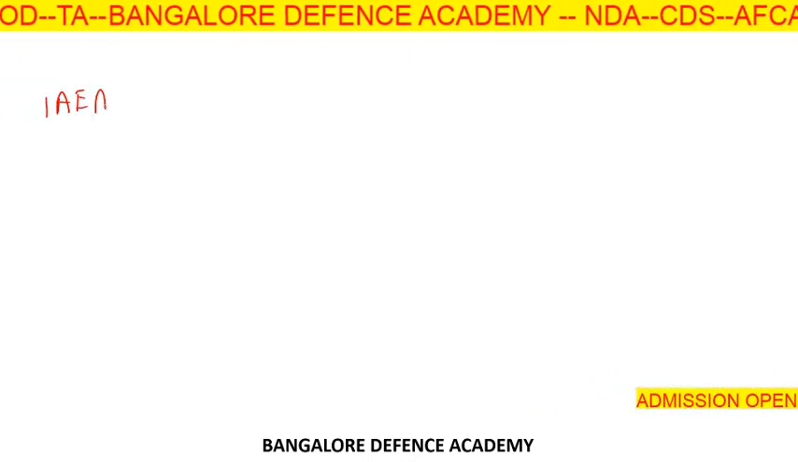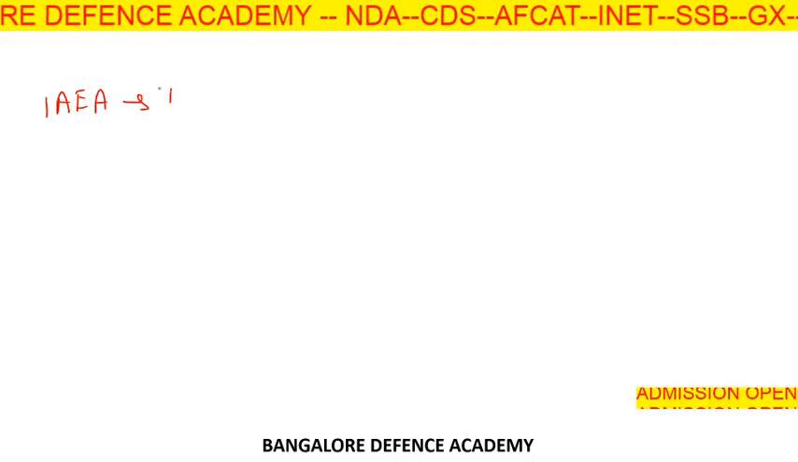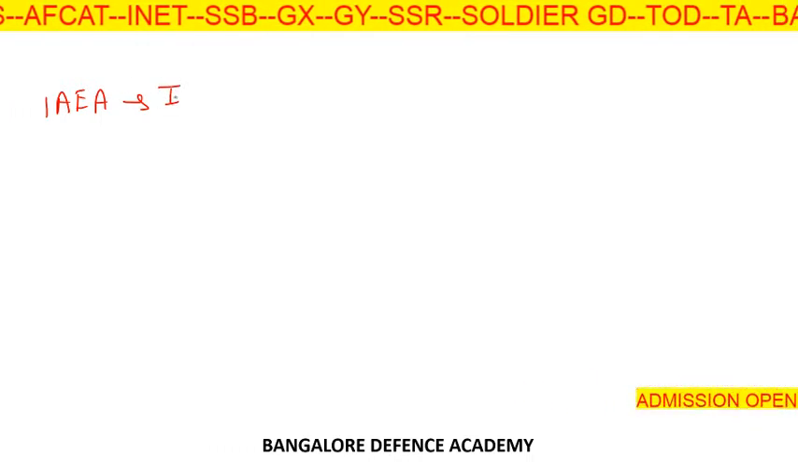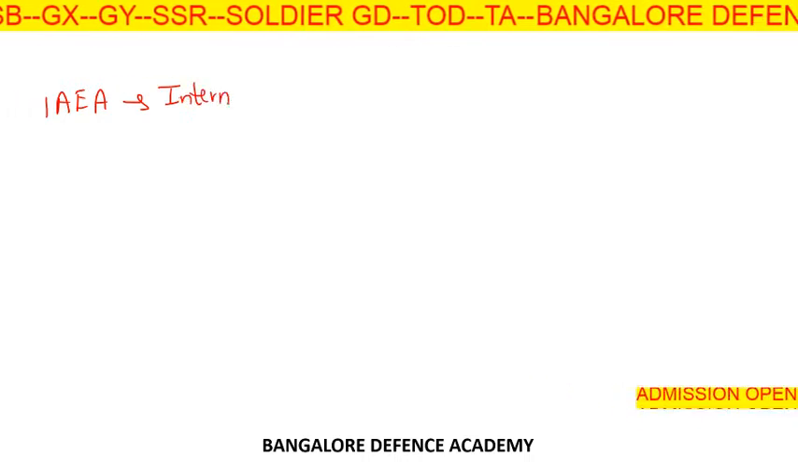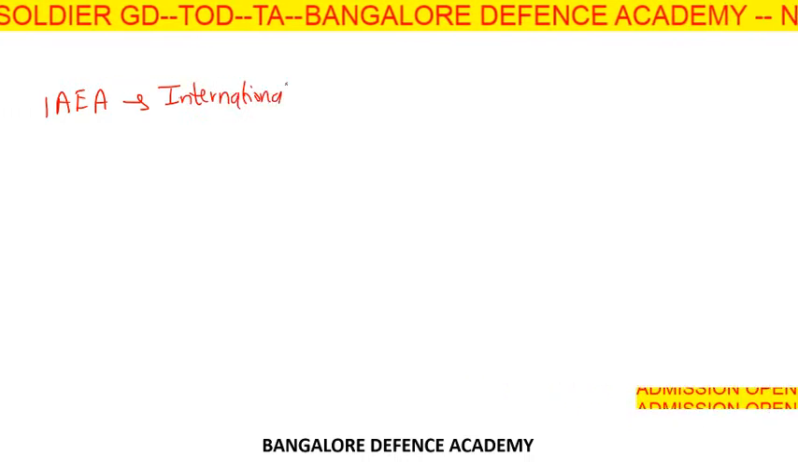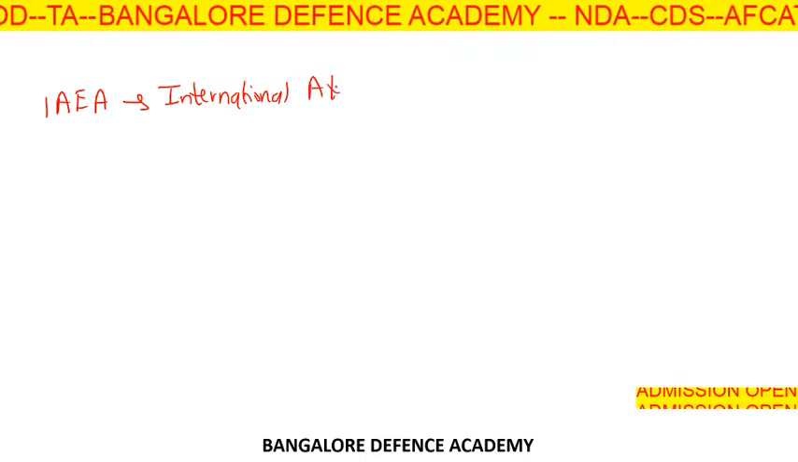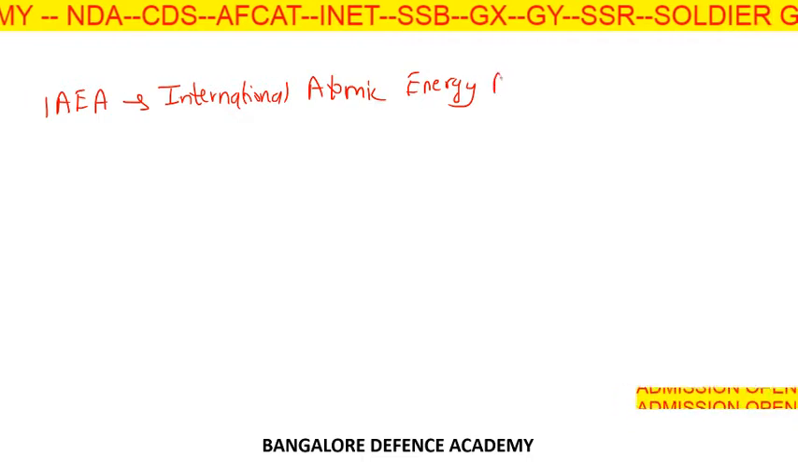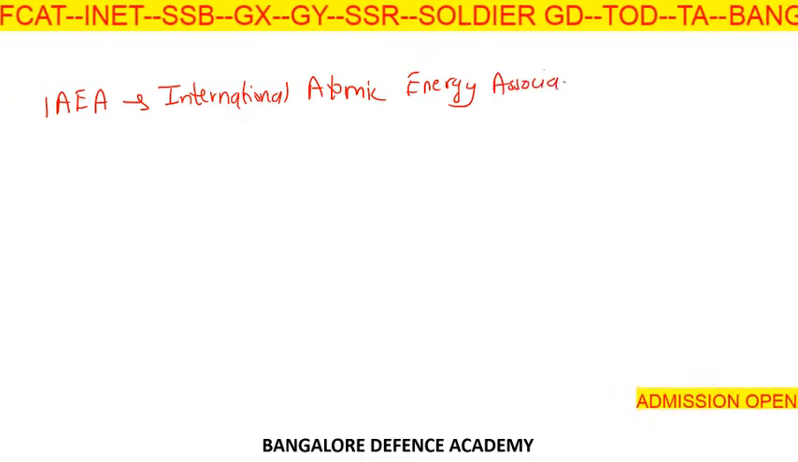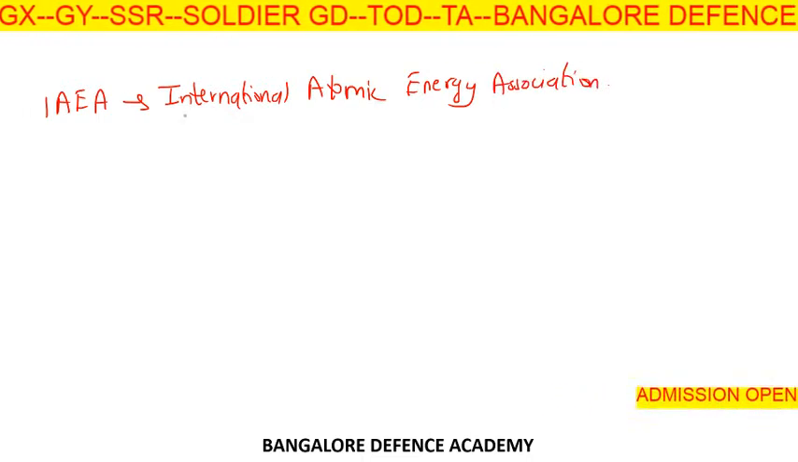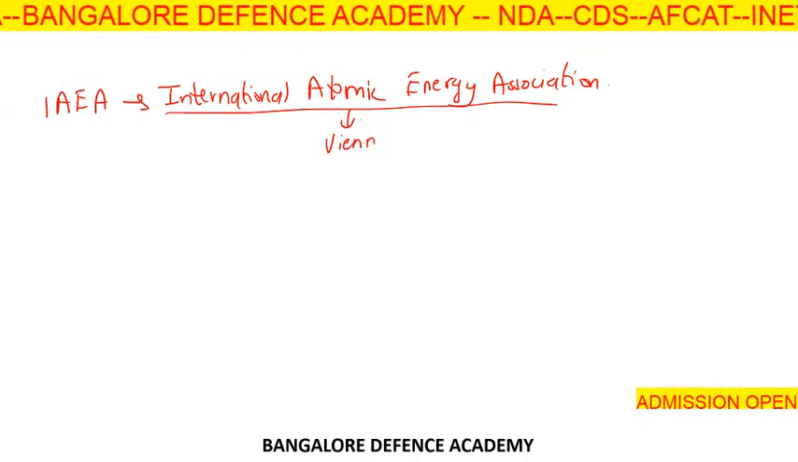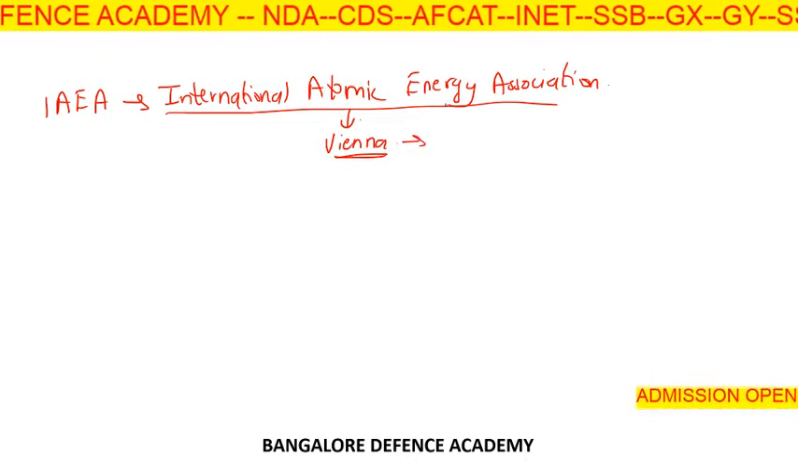This is a very important organization, and there is an Indian behind this brainchild. Now, what is the full form? International Atomic Energy Association, IAEA. The headquarters is in a place called Vienna.